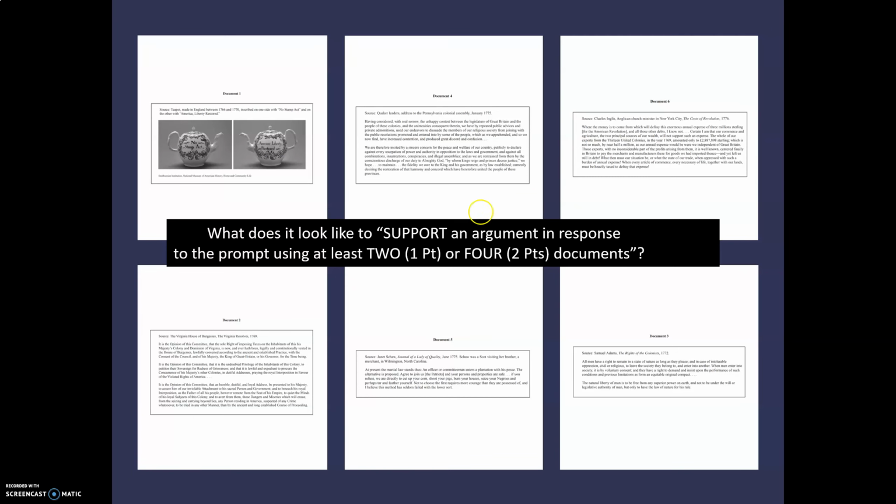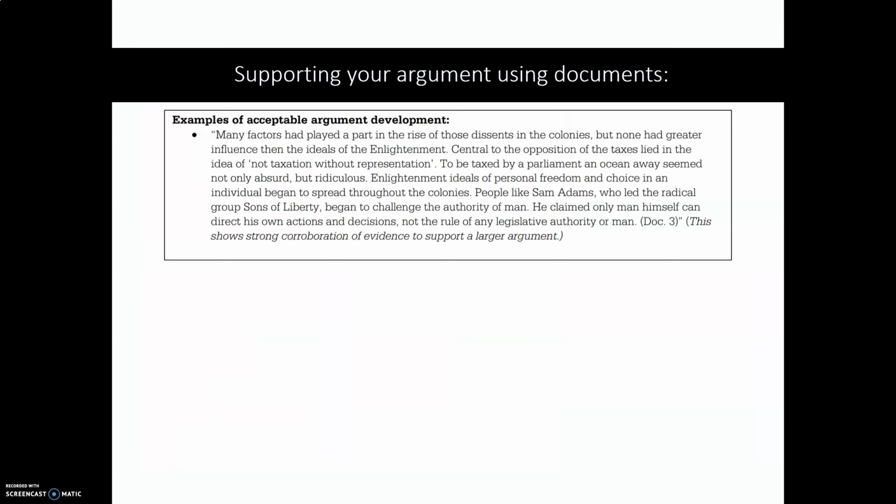Now, before we do, though, we're going to be doing this for at least 2 or 4 documents. So if I'm using 2 documents to support my argument, my thesis, I'm going to get 1 point. If I can do this for 4 documents, 4 out of 5, I'm going to get 2 points. So definitely go for 4. Hey, go for 5 in case you make a mistake, and you'll still get the 4, and you'll get your 2 points. You want your 2 points. Yeah, every point counts, right? Every point counts. All right, so what does it look like to acceptably support your argument development with documents?